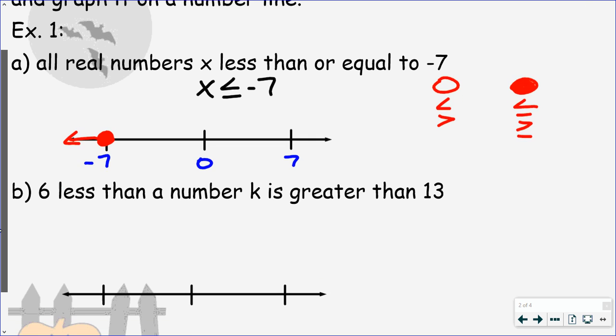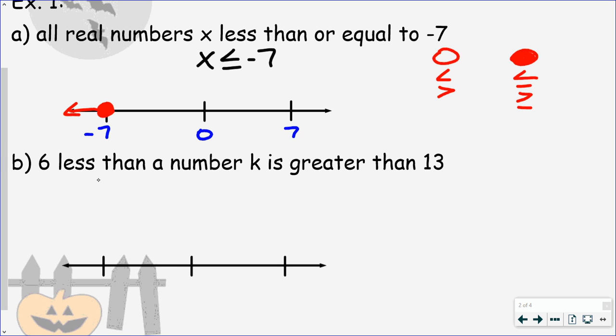All right, so let's look at another one here. 6 less than a number k is greater than 13. 6 less than a number k is greater than 13. So 6 less than a number k, so that means k minus 6 is greater than 13. So that would be the inequality.